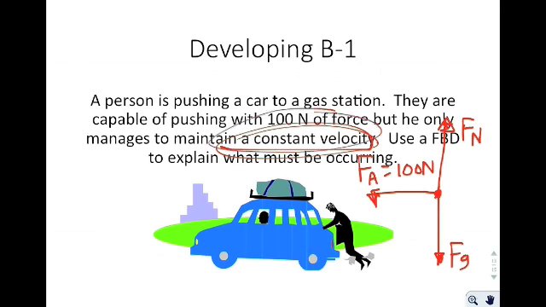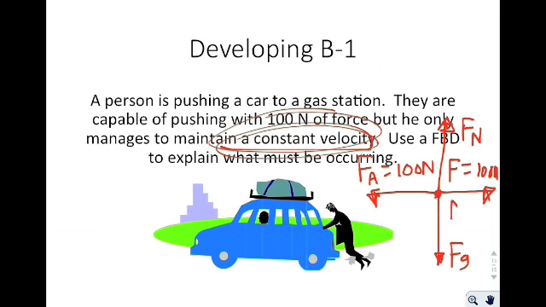But it maintains constant velocity. Remember, the term constant velocity means that there is no acceleration. If there is no acceleration, there's no net force. So that means there must be another force opposing it. Okay, we don't know what that is, but it must be 100 newtons.